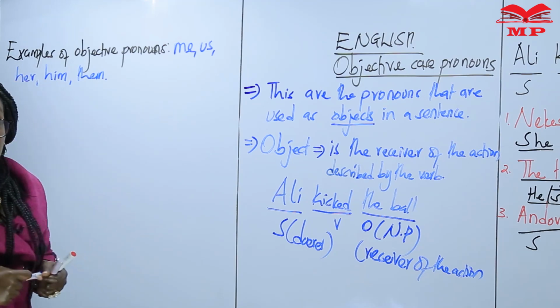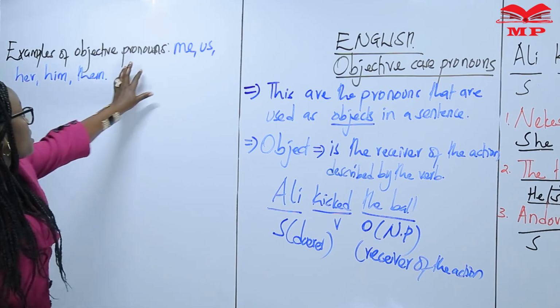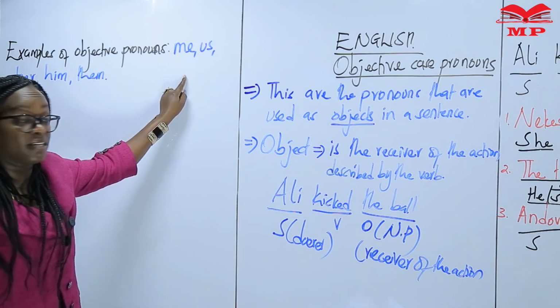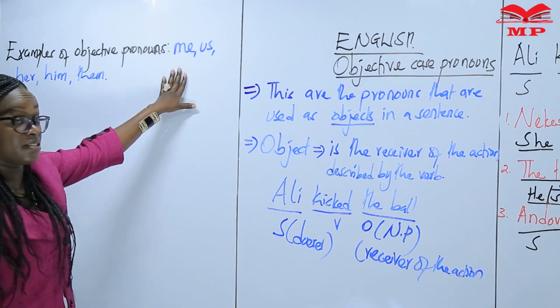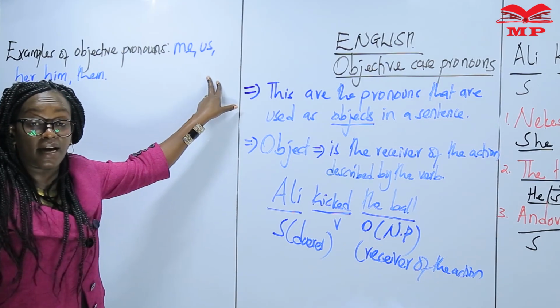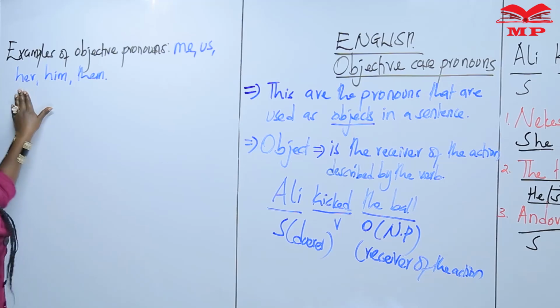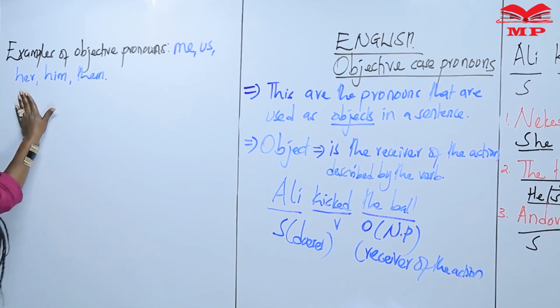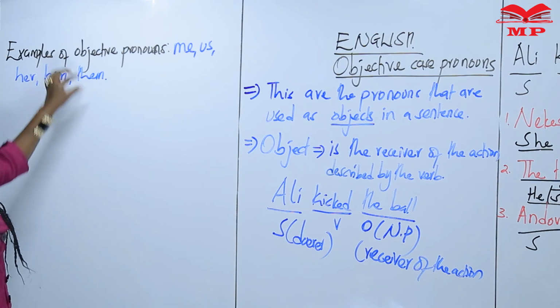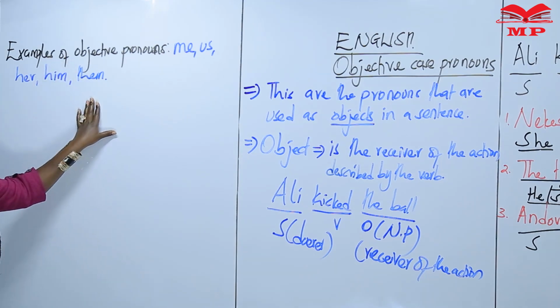These pronouns are the objective case pronouns. Remember, we had I. So I is now replaced by me in the objective case. We had we. We is replaced by us. We had she. She is now replaced with her. We also had he, which is replaced by him. They is also replaced by them.